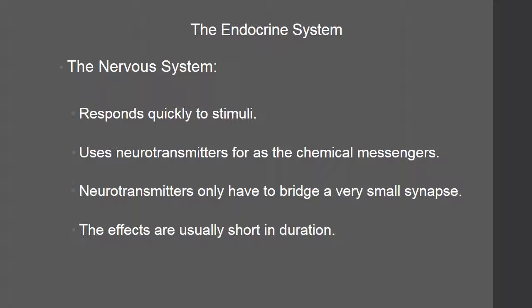Again, to compare the endocrine system back to our old friend the nervous system, the nervous system responds quickly to stimuli. It's the fast system. It uses neurotransmitters as the chemical messengers. Neurotransmitters only have to bridge a very small synapse to produce their effect, and the effects are usually short in duration.